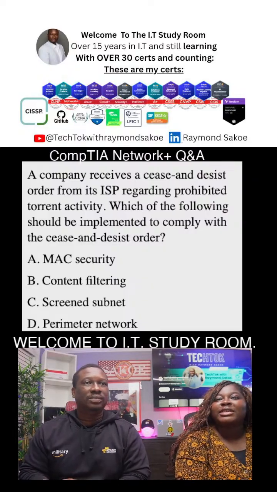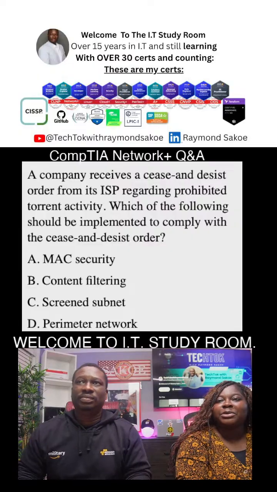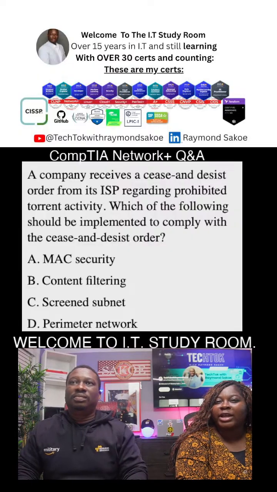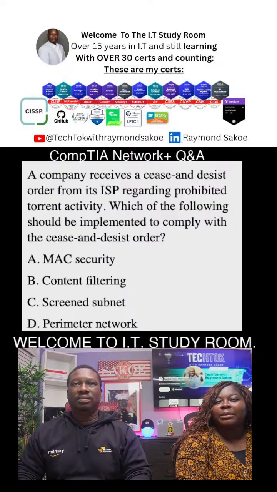All right. A company receives a cease and desist order from an ISP regarding prohibited torrent activity. Which of the following should be implemented to comply with the cease and desist order?